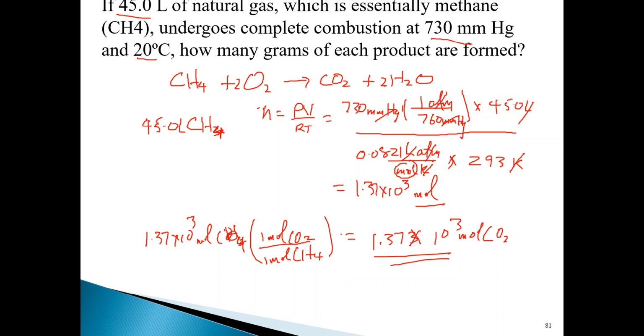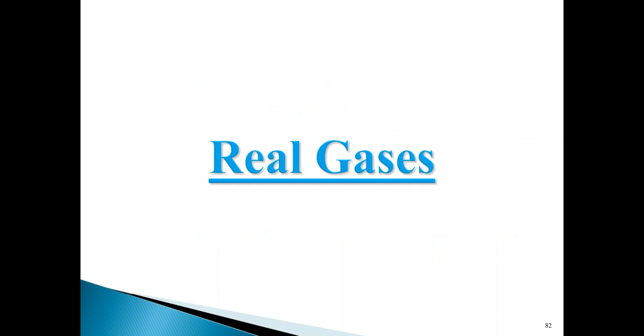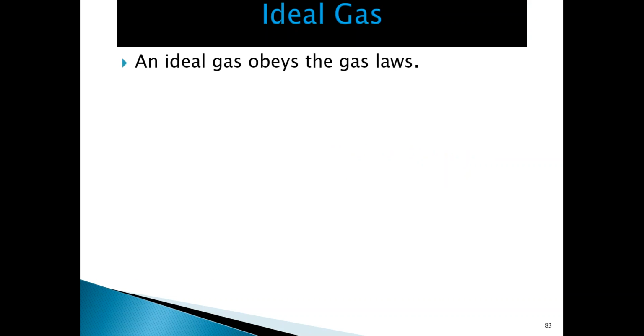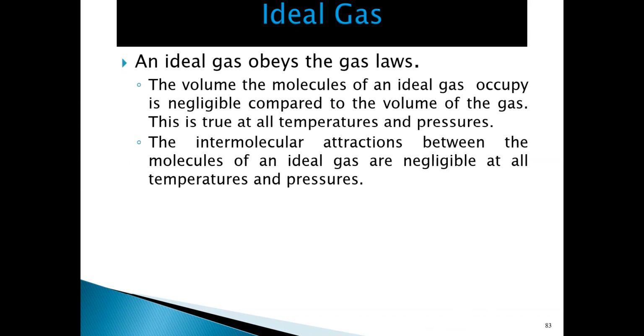All right, let's see what next. Oh, so the only final thing we need to talk about is the difference between real gases and ideal gases. So for this chapter, we have been assuming that gases behave in an ideal fashion. What do we mean by that? Well, just to remind you, an ideal gas is one that obeys all the gas laws that we discussed. So, Boyle's law, Charles' law, Avogadro's law, Dalton's law, the ideal gas law. Basically, all ideal gases obey all the laws that we were discussing before.